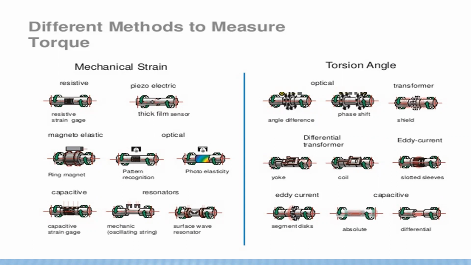And next one, the piezoelectric thick film sensor. The piezoelectric thick film sensor is placed on the object, and we can calculate the torque. And next one, the magnetoelastic ring magnet. A magnetoelastic ring magnet is placed on the object. The object should be rotated, and the torque is developed on that object. And next one, pattern recognition, photoelasticity, capacitive strain gauge, mechanical oscillation string, surface wave resonator. These are all torque measuring instruments.